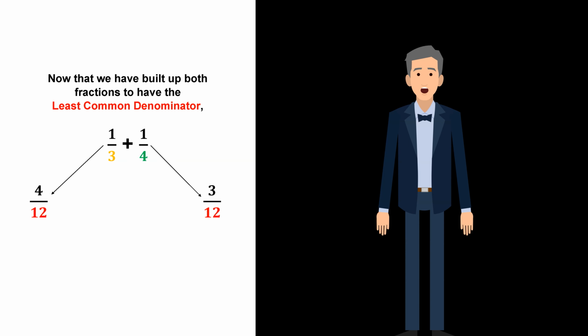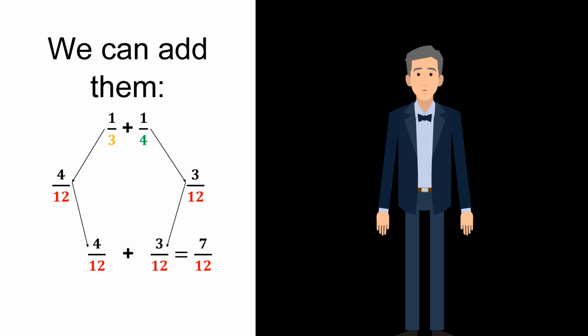Now that we have built up both fractions to have the least common denominator, we can add them. 4/12 plus 3/12 equals 7/12.